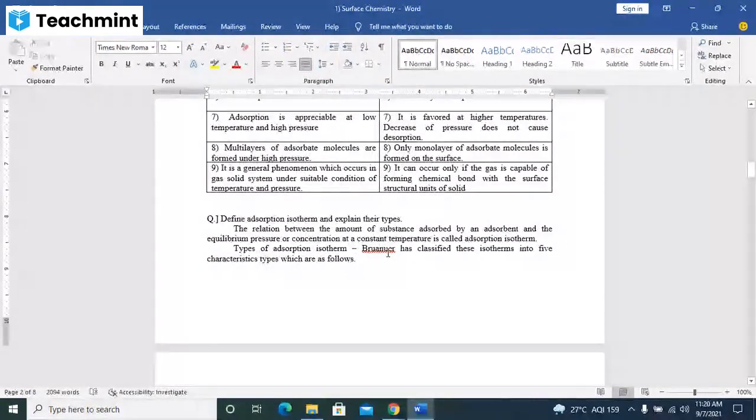Okay, the relation between the amount of the substance adsorbed by an adsorbent and the equilibrium pressure or concentration at a constant temperature is called the adsorption isotherm. MCQ के लिए important है, हाँ ये भी आपको ध्यान में रखना है. It is again useful for this particular.